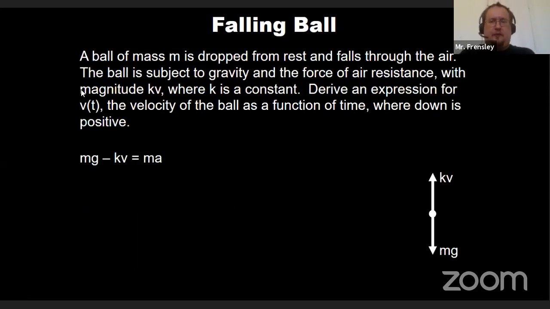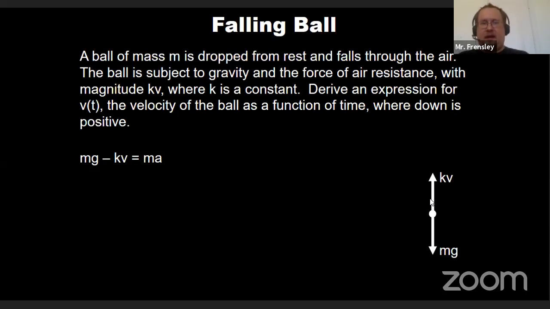Step 1, draw a free body diagram that describes the forces acting on the object. In this case, the force of gravity is down and the air resistance force is upward. So we draw mg pointing down and kv pointing up. Because the ball moves down, we let down be the positive direction.